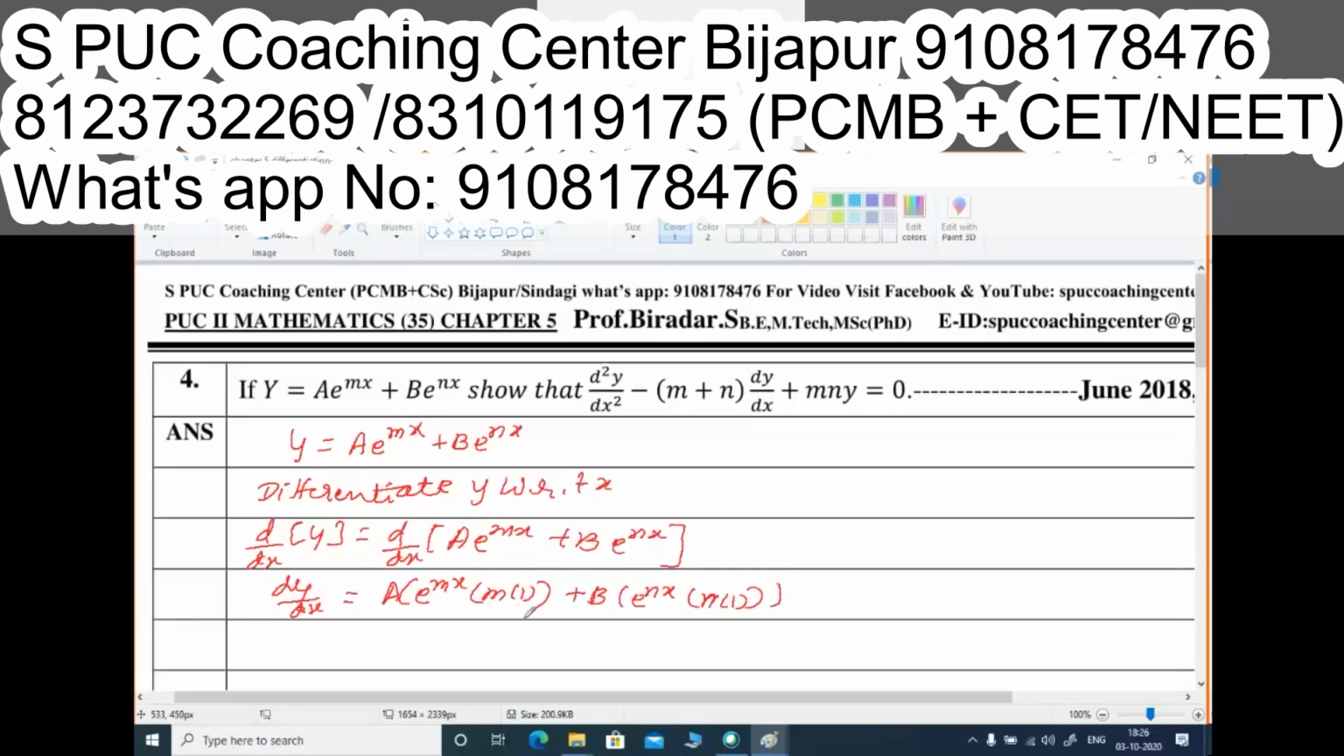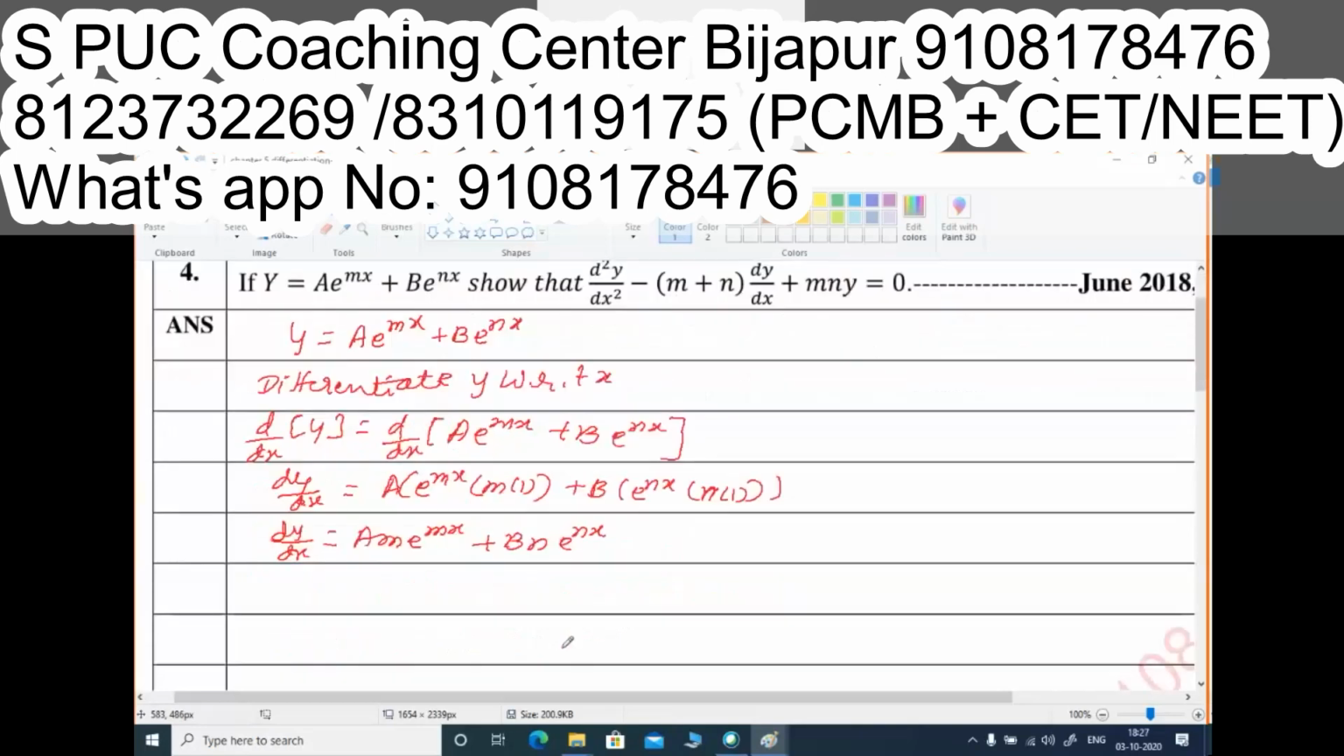Once you have written this, I am going to simplify: dy by dx equals am e raised to mx plus bn e raised to nx. Clear to everybody about this? That is the dy by dx I have written here. You differentiate this dy by dx once again to get d square y by dx square. Again differentiate with respect to x.